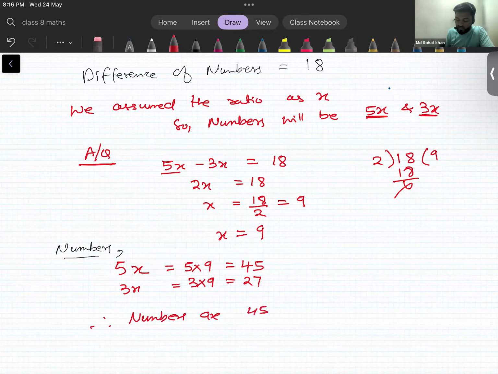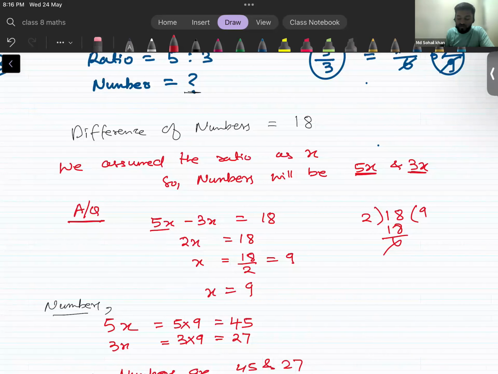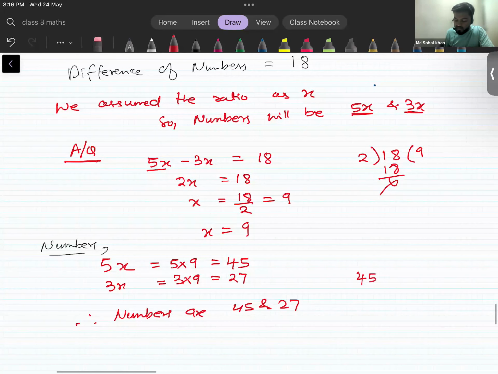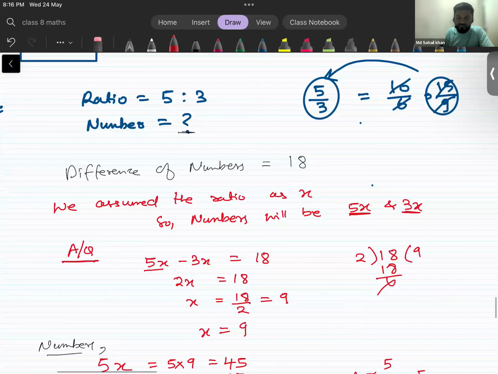You can actually check whether the numbers we have found are correct or not. If you divide them, 45 upon 27, is it not equal to 5:3? Let's check. 45 gets cancelled by 5, nine times, and 27 gets cancelled by 3, nine times. So we see that it is equal to 5 upon 3. Hence our numbers are in the ratio of 5:3, and the numbers are 45 and 27. I hope that's clear.